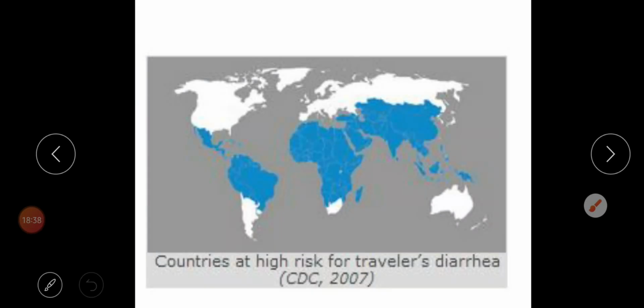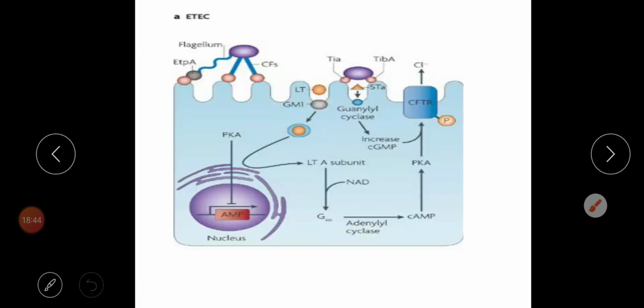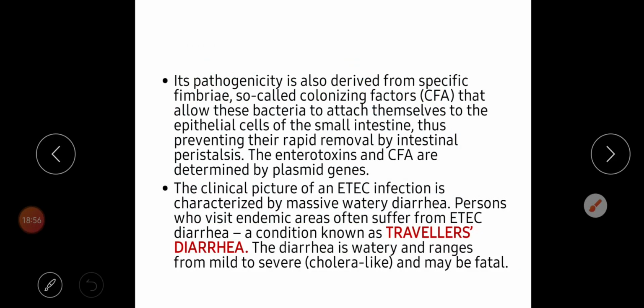This is the distribution of traveler's diarrhea in the world, and this is the mechanism. They will activate the guanylate cyclase, leading to increased production of cyclic GMP, leading to massive watery diarrhea.